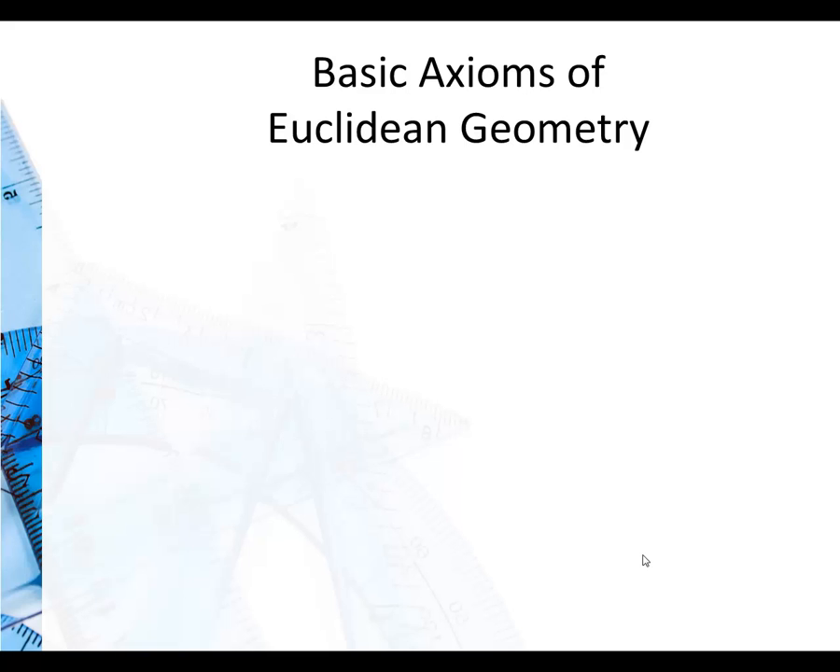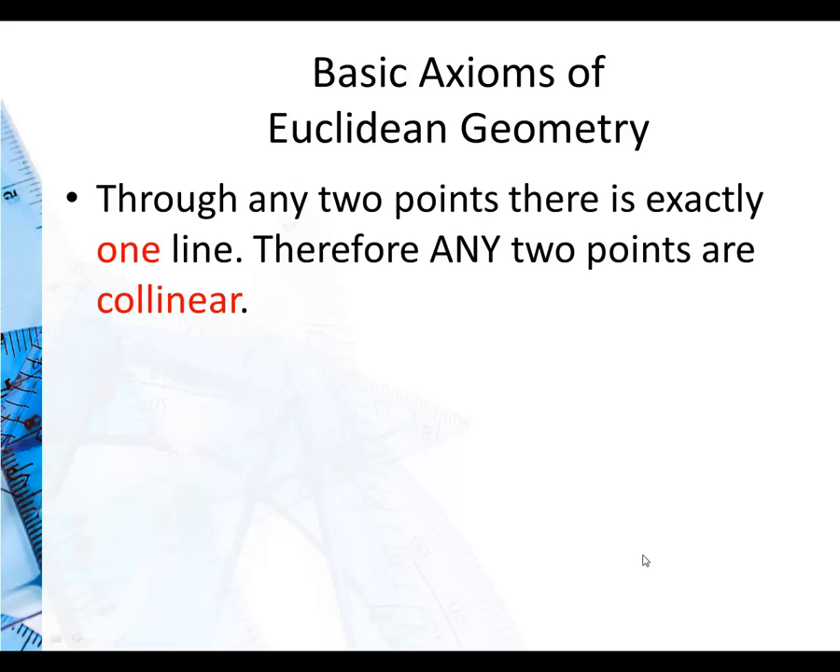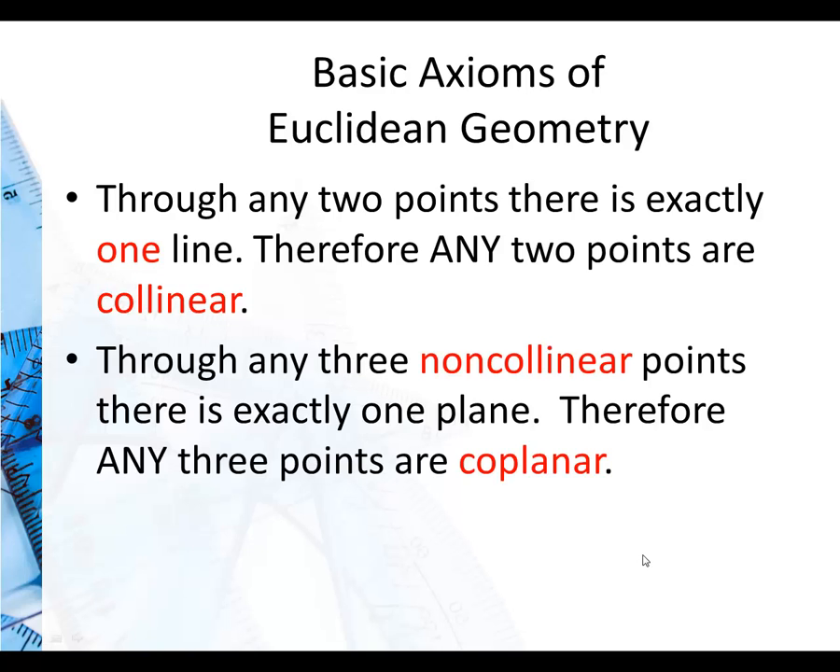Some basic axioms of Euclidean geometry. Well, through any 2 points, there's exactly one line. Therefore, any 2 points are collinear. So the axiom is through any 2 points, there's exactly one line. I went ahead and extended it to say, well, then that means any 2 points are on the same line. Through any 3 non-collinear points, there's exactly one plane, like we saw in the video earlier. Therefore, any 3 points are coplanar.